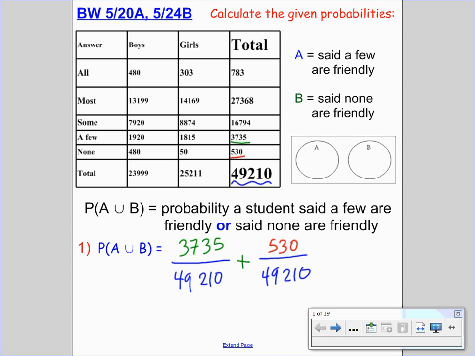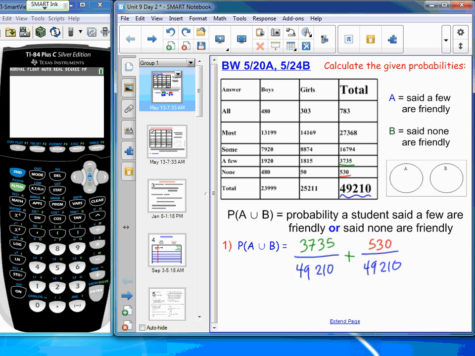And so here you had to pick one. You either said a few are friendly, or you said none are friendly, or you said all, most, or some. So you couldn't pick multiple rows there. You had to select one response. And so they're mutually exclusive. We can add the individual probabilities together. Now, I'm not sure what that is, so I'm going to go ahead and use my calculator to do that.